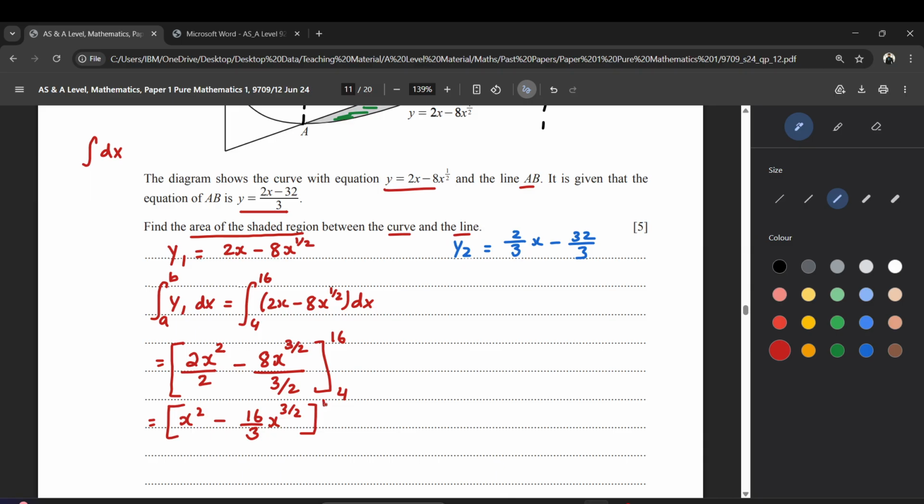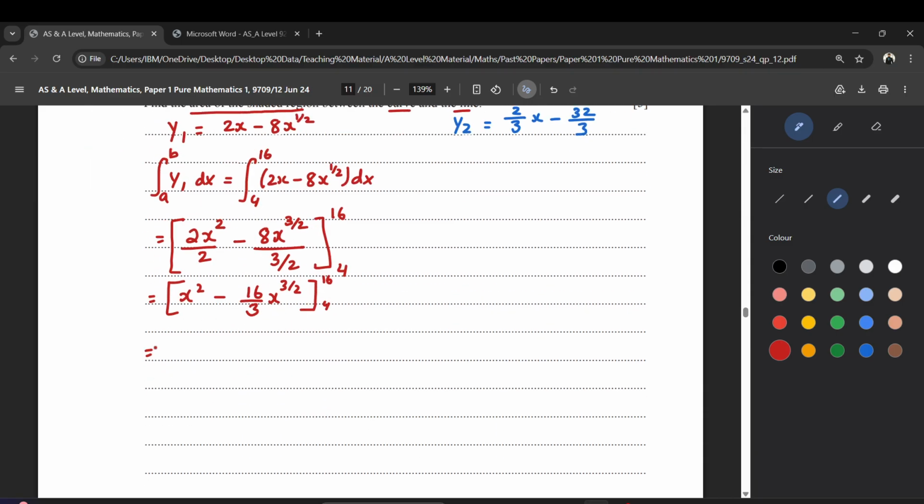Now we can start plugging in the values. The first one is going to be 16 squared minus 16 over 3 times 16 to the power 3 upon 2. That's the first bracket, minus 4 squared minus 16 over 3, 4 to the power 3 upon 2.